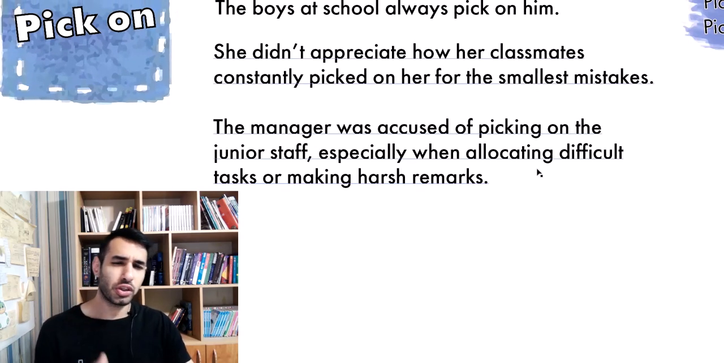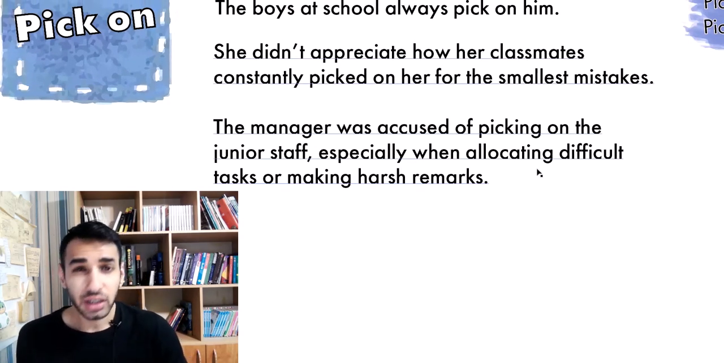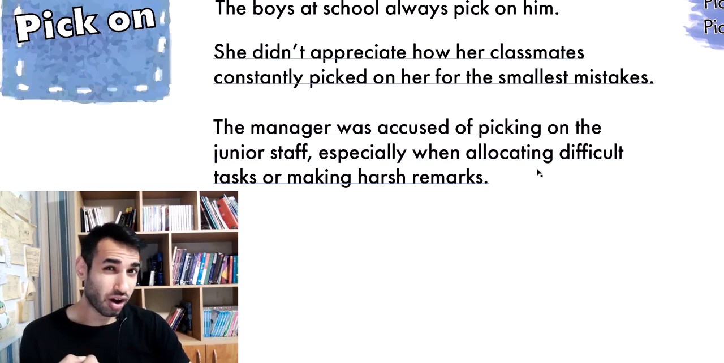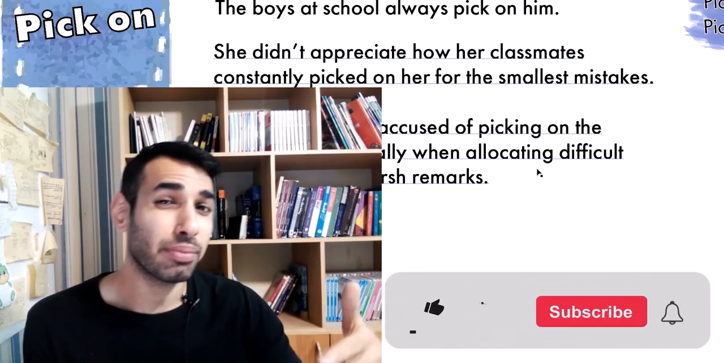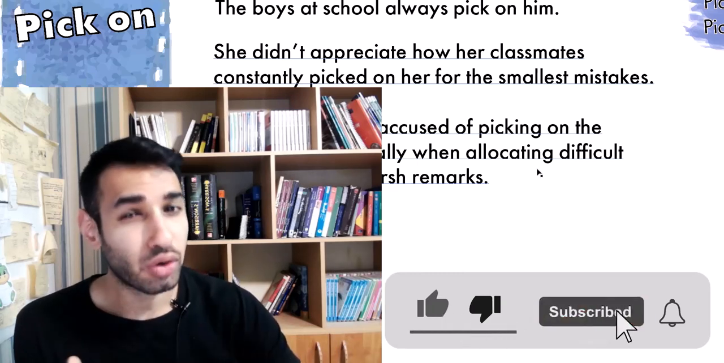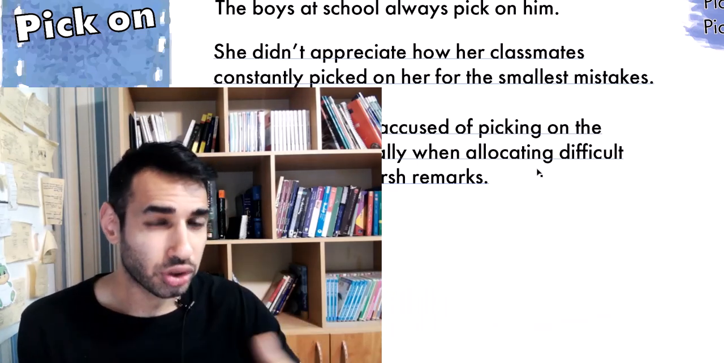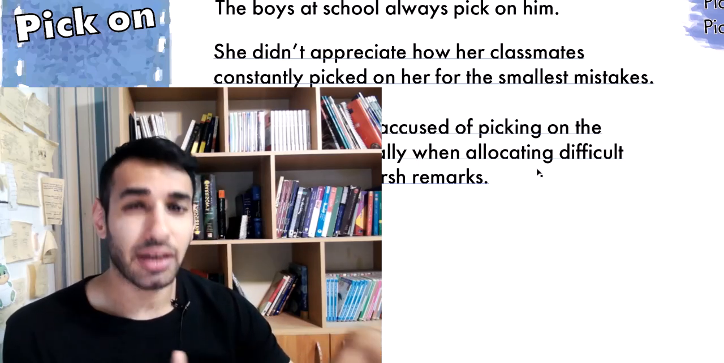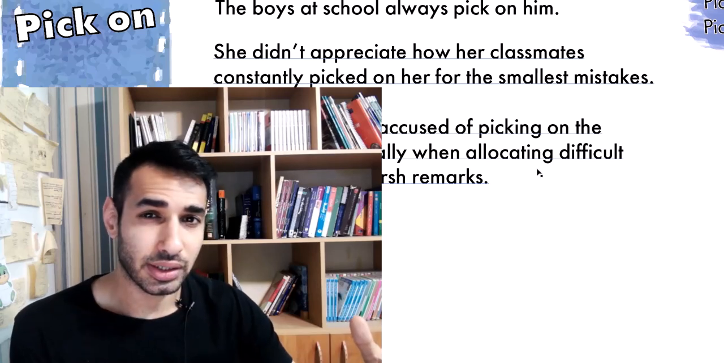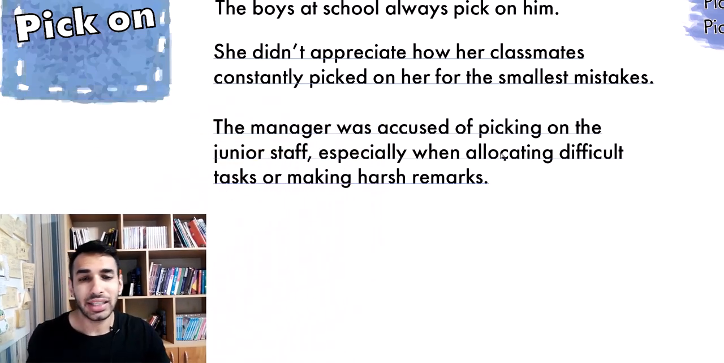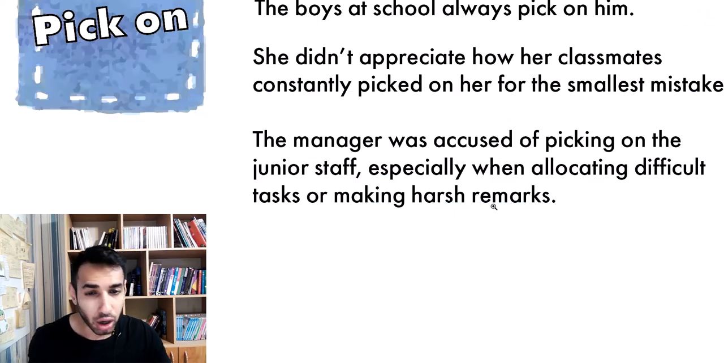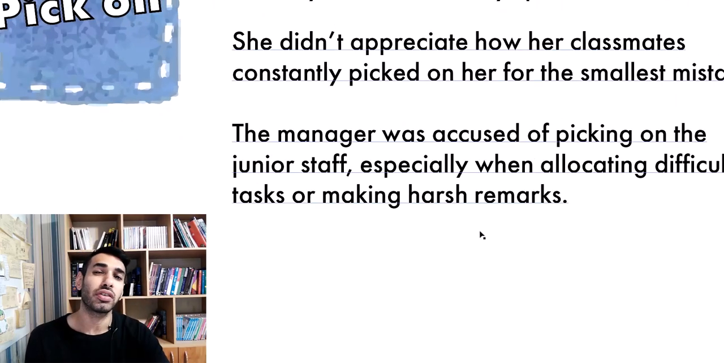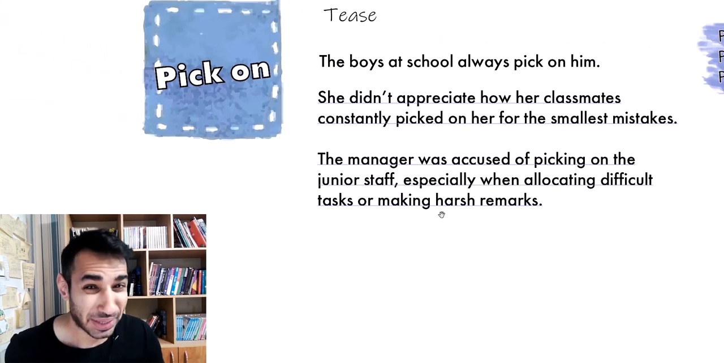The manager was accused of picking on the junior staff, especially when allocating difficult tasks, when making harsh remarks. Sometimes some parents are so strict on their children that they constantly pick on their children. Now, we have a manager who is so strict, so harsh, so tough with the employees that he constantly picks on the employees. He allocates difficult tasks. He makes harsh remarks. So these are two examples of bossy behavior, two examples of picking on people.